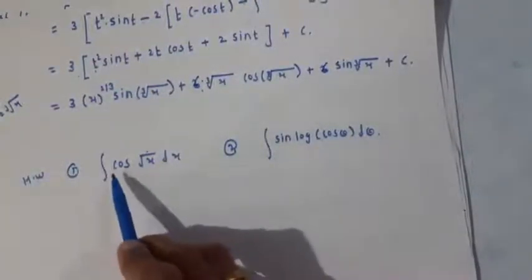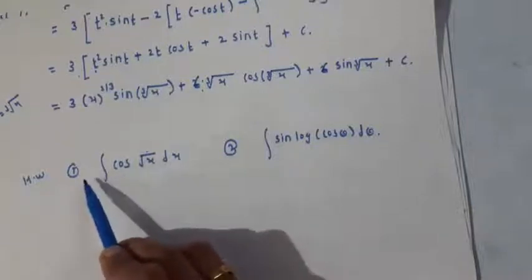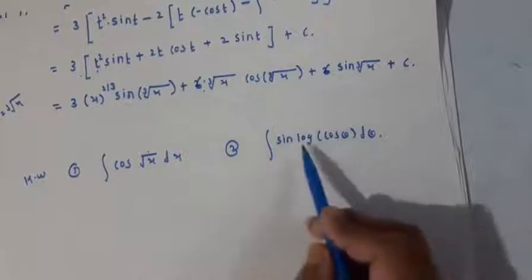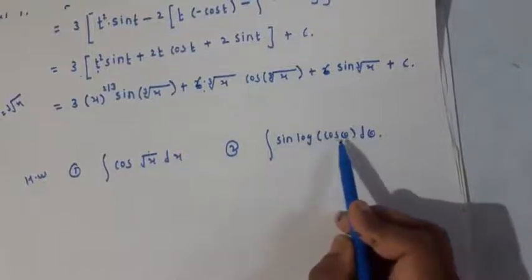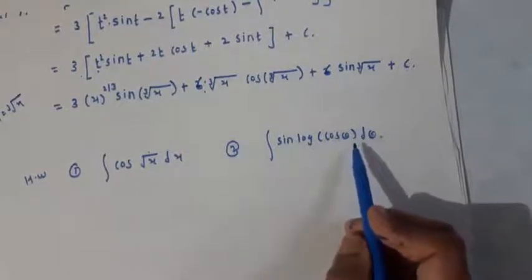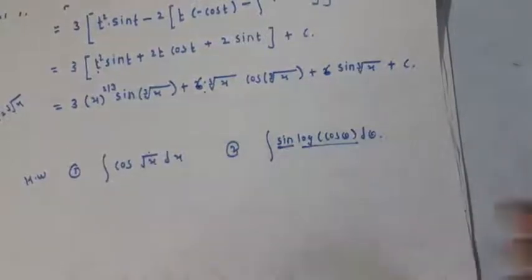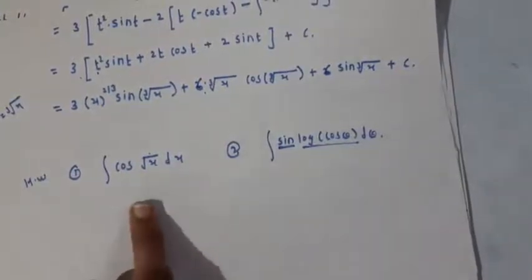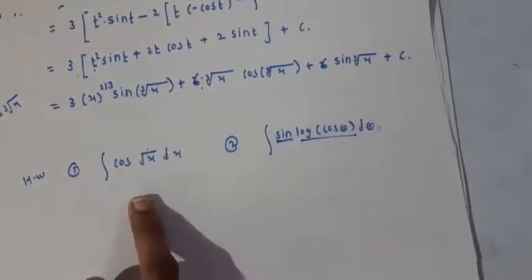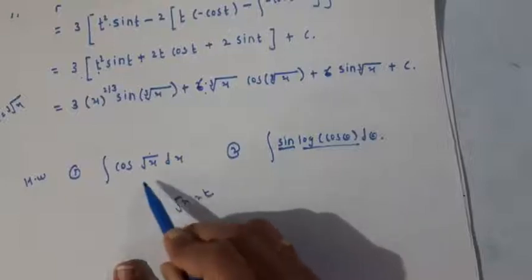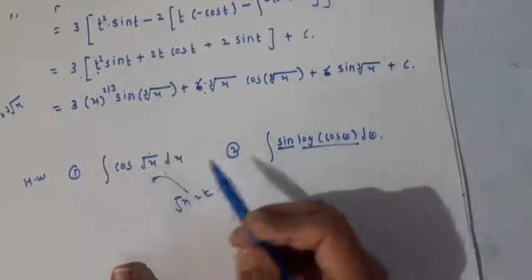Now let us take 2 homework problems for you. First one, integration of cos of root x, and second one is sin of log of cos of theta with respect to theta. So here this is the u function and this is the v function, and for cos of root x, by using substitution you have to solve the problem. Okay students, give the substitution, that is put root x equal to t, you will get the solution easily.